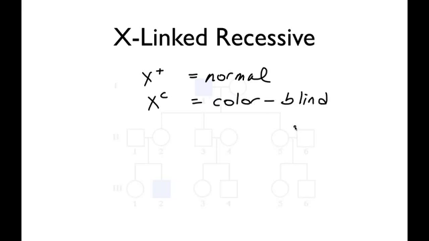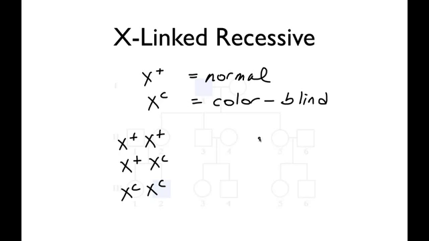Now, because females have 2 X's and males have only 1, the outcome of X-linked recessive conditions will be different depending on your gender. So females can be either homozygous, wild type, normal. Females can also be heterozygous. So this is a silent carrier condition. Females can also be colorblind, but they have to carry 2 copies of the colorblind allele.